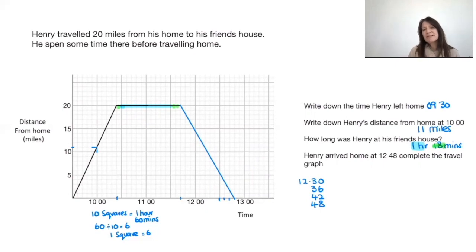And then the last bit, he's arriving home at 12:48. So I know that this is 12:30. So add on 6, 36, 42, 48, and that's where I needed to come in. 2 squares before 1300. All right. So if you got that right, really well done. They are very similar once you get going. Really, it's more the scale than anything else where it can change that you just need to be mindful of.